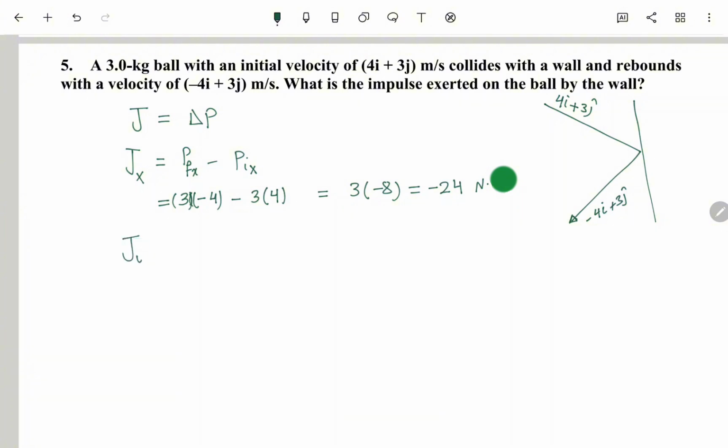Now the impulse on y equals delta p_y, or the mass, which is 3, times the final velocity on y, which is 3, minus 3 times the initial velocity, which is equal to 3. So the impulse on y is equal to 0. So the impulse is actually just the impulse on x, which is equal to minus 24 Newton seconds.